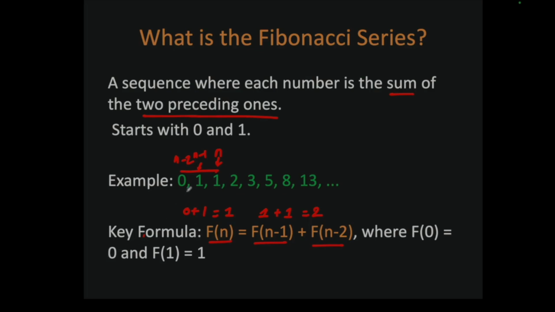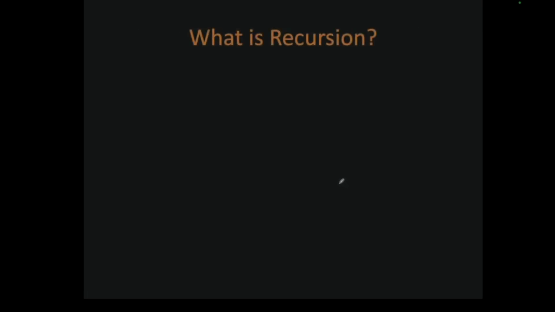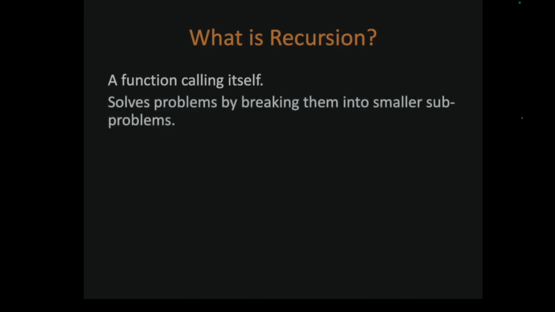Every time we should know that it will start with 0 and 1, so that we will get the sequence like this. So now what is recursion? We know about Fibonacci. Now what do you mean by recursion? A function calling itself. This is called recursion. The function will call itself, solving the problem by breaking it into smaller sub-problems.